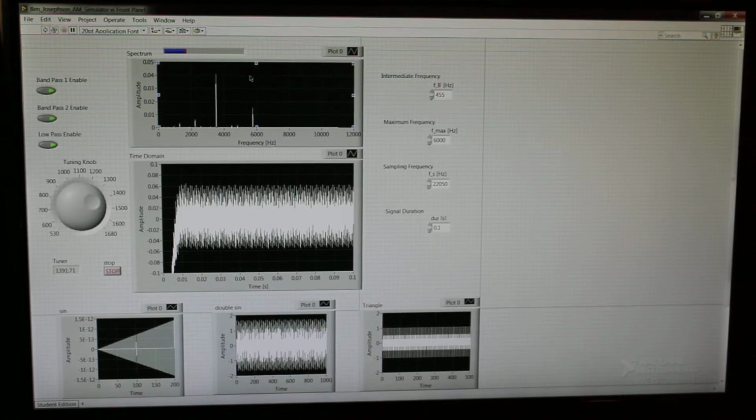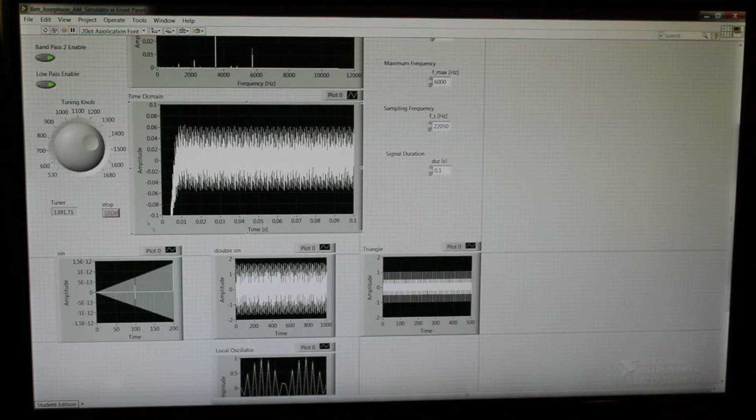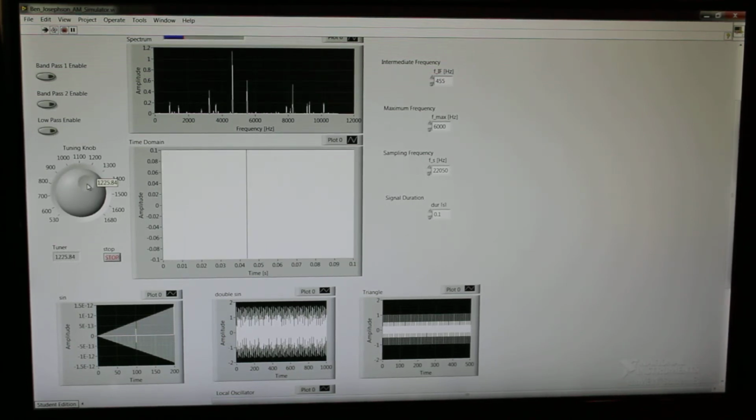You can see that with our filters enabled, we have a frequency being broadcast here at 3700 Hertz, which corresponds to our double sine wave carrier frequency, and as you can see, the time domain signal we pick up matches the double sine signal that we're broadcasting. If we run this VI and take out the filtering, you can see all of the different aliases that are out there that are being broadcast, and we have a very messy signal that's being received.